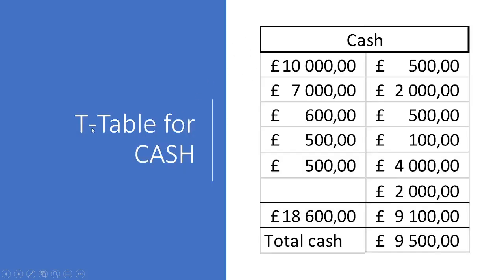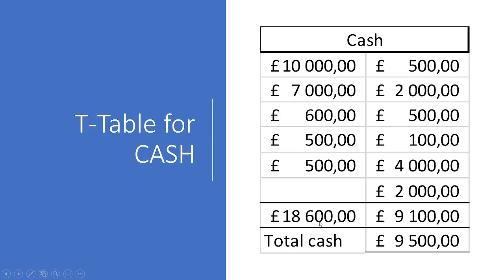So here is the T-table for cash. All our debits are right here. I didn't write it out for some reason, but the debits are here and the credits are here. And what we need to do is that every time we have a credit for cash, we put it here, and every time we have a debit for cash, we put it here, and then we need to total them up. So all this together should equal this.